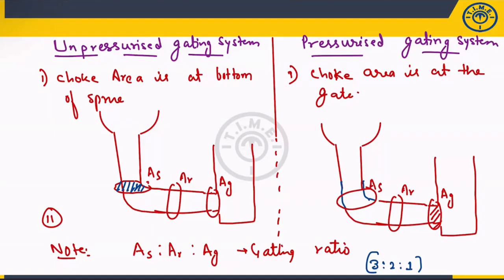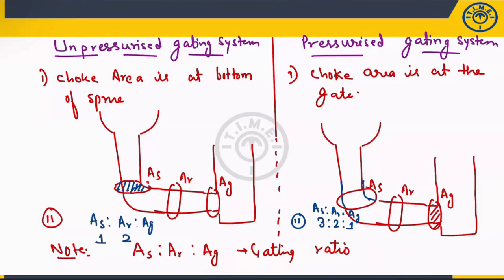Yes, very good. Pressurized only because the minimum area you are providing is at the gate. So the example you can understand: 3:2:1 means the area of sprue, runner, and the area at gate. Similarly, here will be area of sprue, area of runner, and area at the gate. So the example will be 1:2:3. Now, the area at the bottom of the sprue is less.